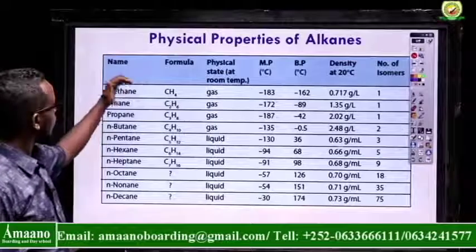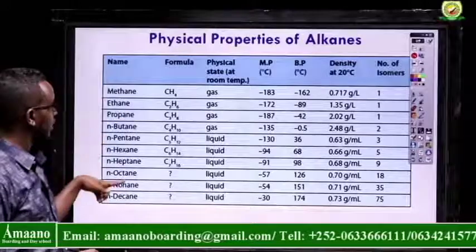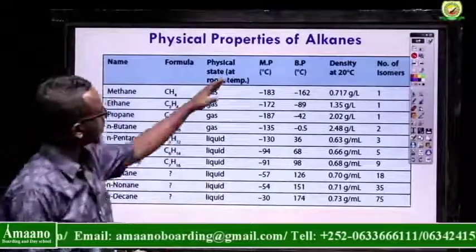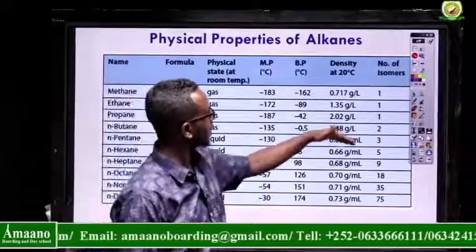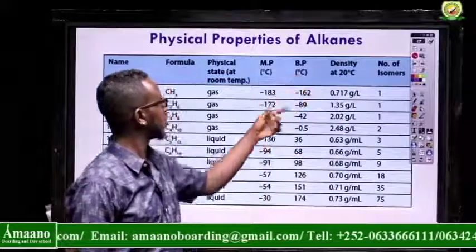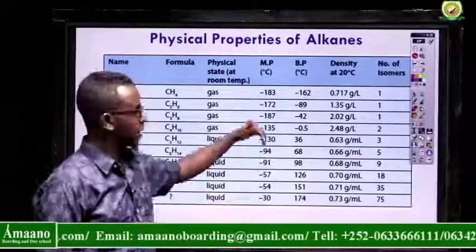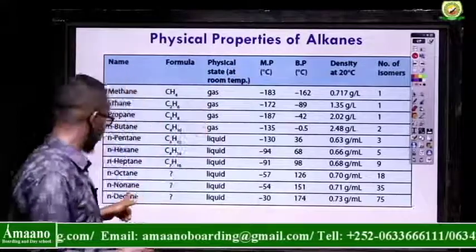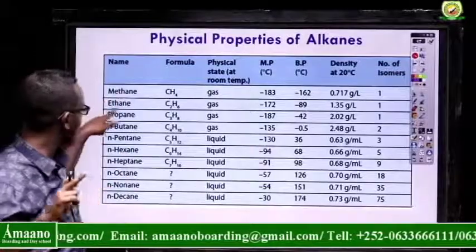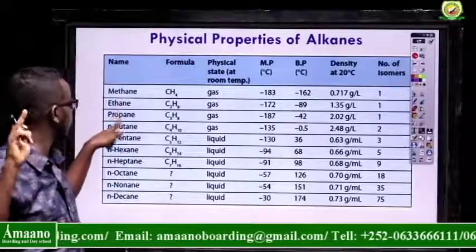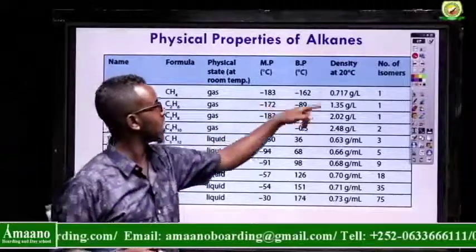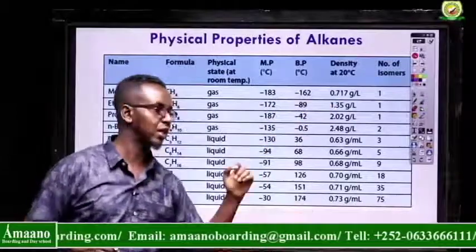Consider this one: methane up to decane. This is the formula, the physical properties: gases, liquids, and the rest are solids. This is the melting point and boiling point, density, and number of isomers. We shall see the isomers later, but consider density, melting point, and boiling point: they increase as you go down the group, with molecular mass and chain length. For example, number 1 contains 1 carbon, 2 contains 2 carbons, 3 contains 3 carbons, 10 contains 10 carbons. So the melting point, boiling point, and density increase with the chain length.